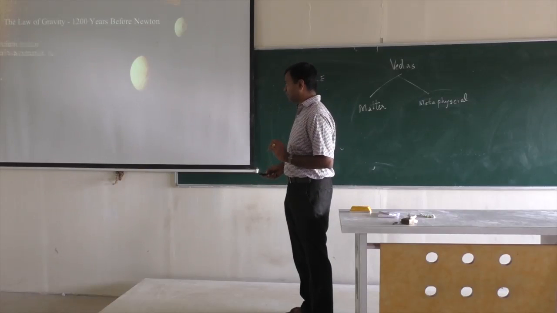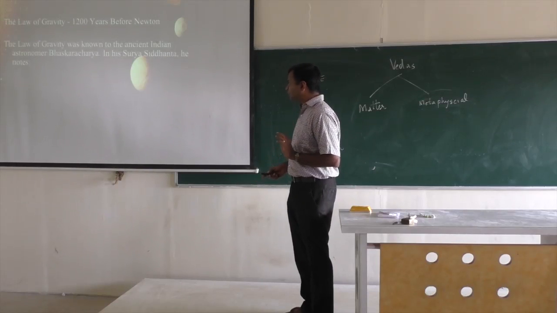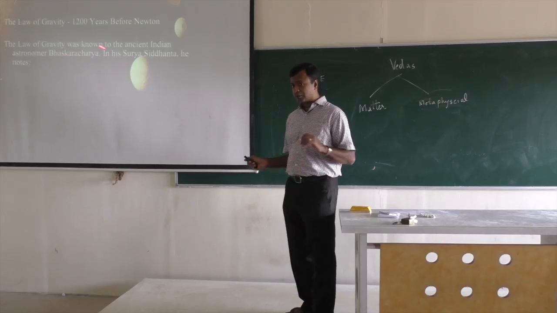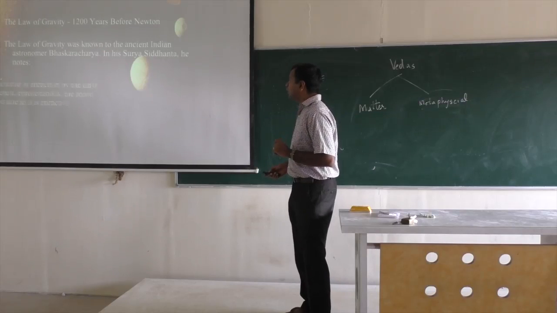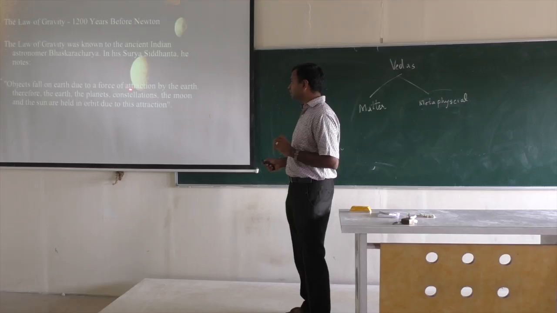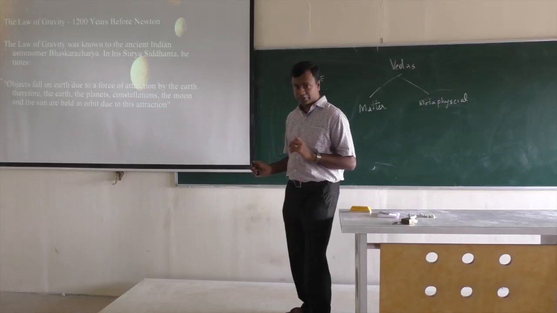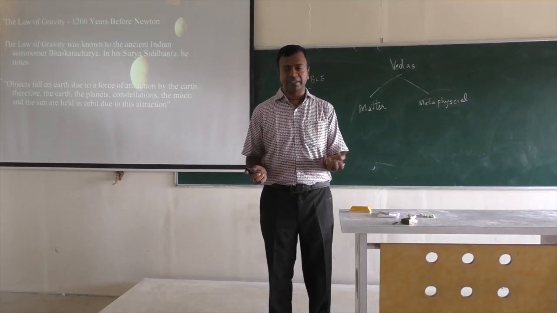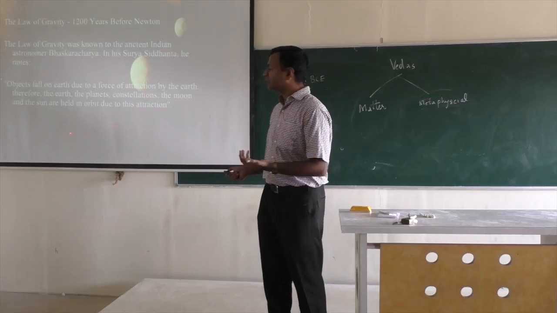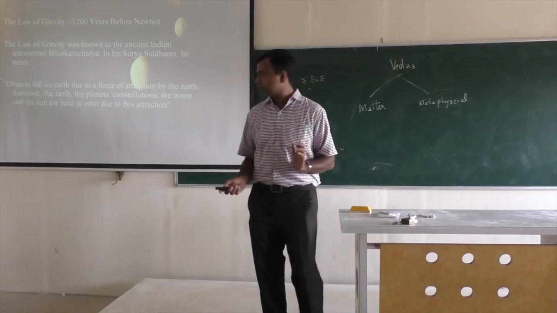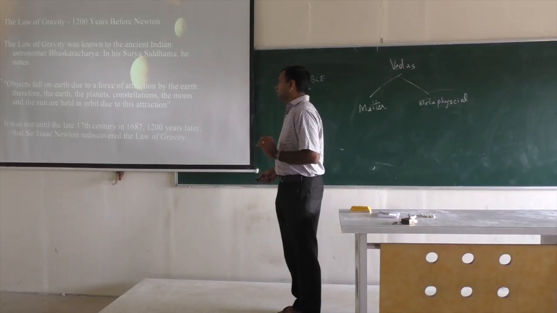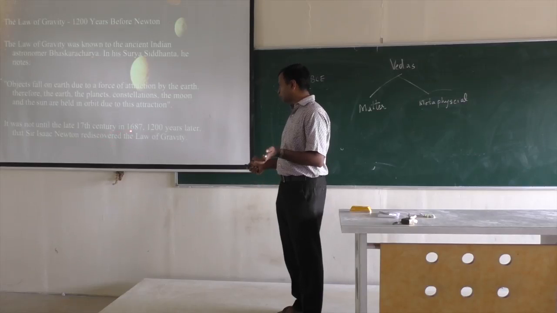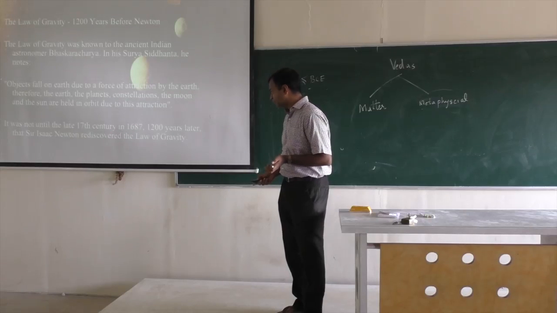Similarly, the law of gravity as well. Again, there is this Indian astronomer called Bhaskaracharya, who notes objects fall on the Earth due to a force of attraction by the Earth. Therefore, the Earth, planets, constellations, moon, and the sun are held in orbit due to this attraction. But the concept of law of gravity, Gurutwakarshan, as it is called in Sanskrit, is known very well to Indian astronomers. Very good. So Isaac Newton, of course, spoke about it in 1687.